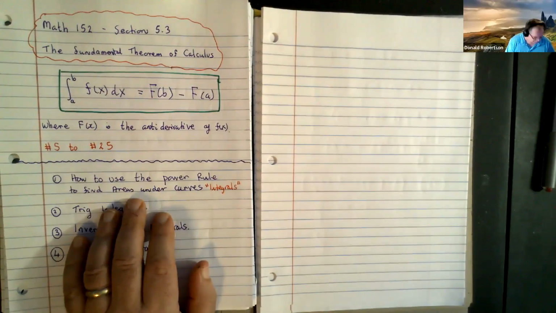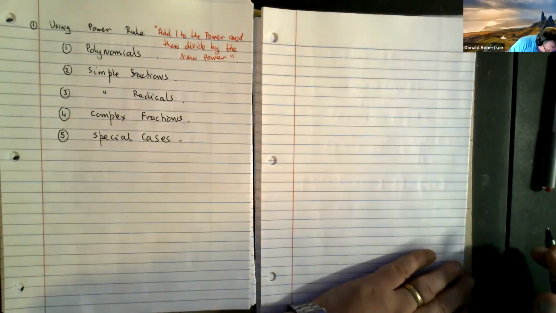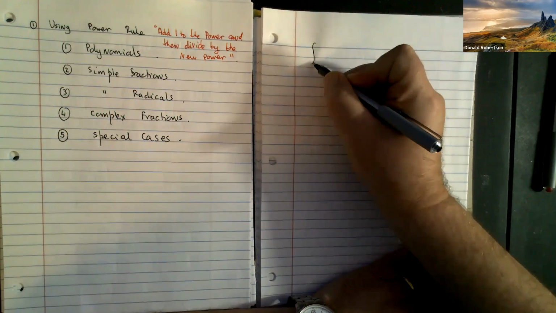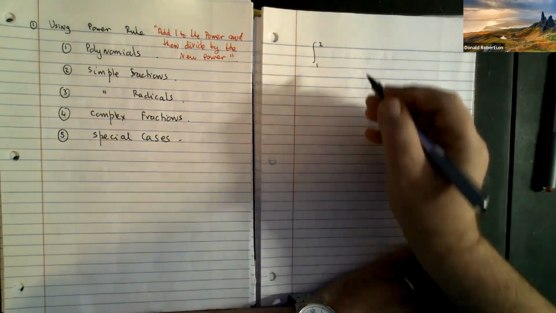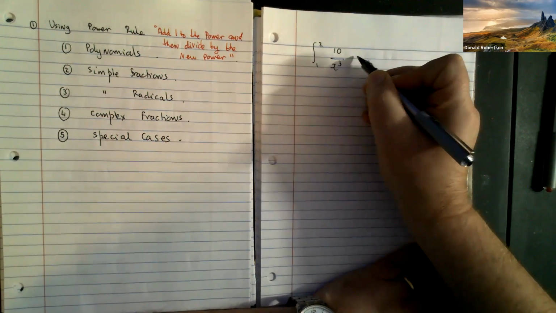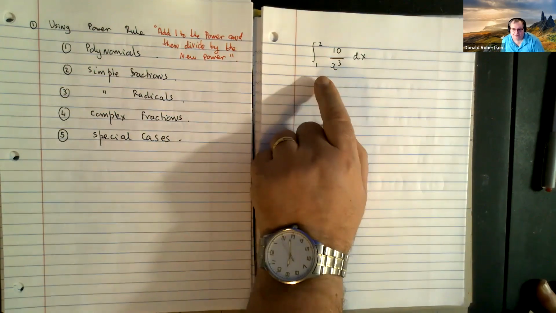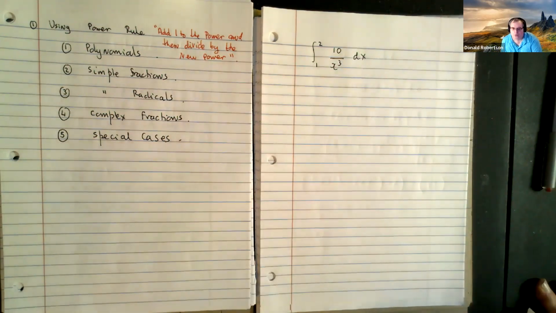Now, still working on polynomials, or at least working on powers of x. Here's my little list to keep going. Let's look at the integral from 1 to 2, and let's look at simple fractions like that one. Now, right now, that does not look like it's a power rule, because it's a fraction and it's not 10x cubed, it's 10 over x cubed. It is a rational, it's a fraction.